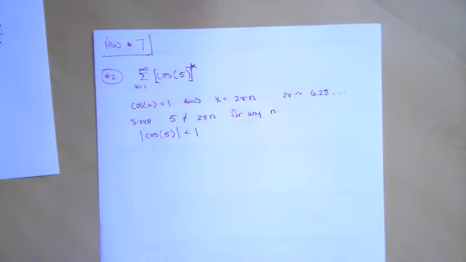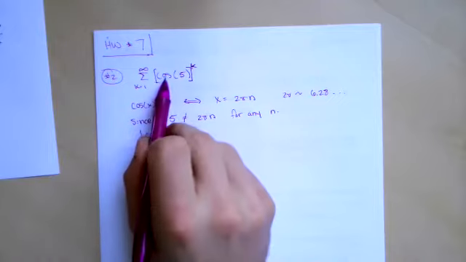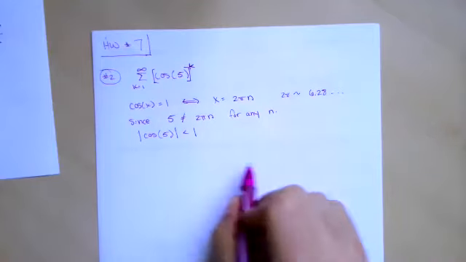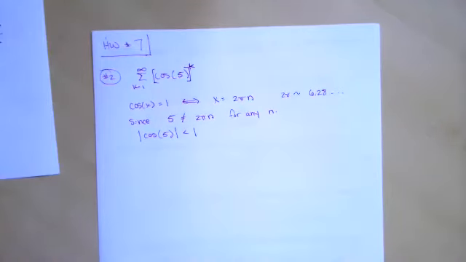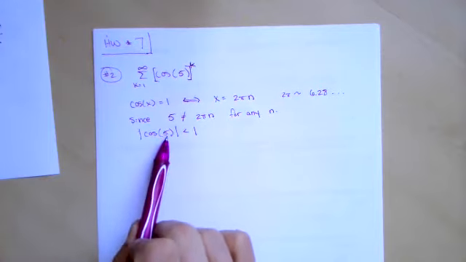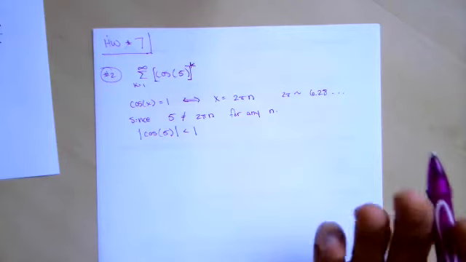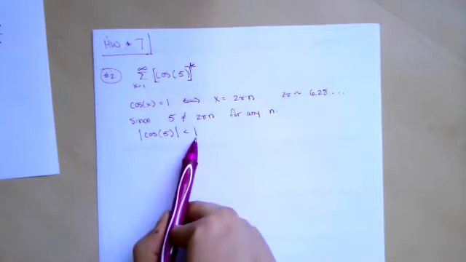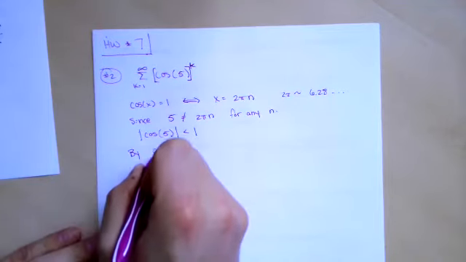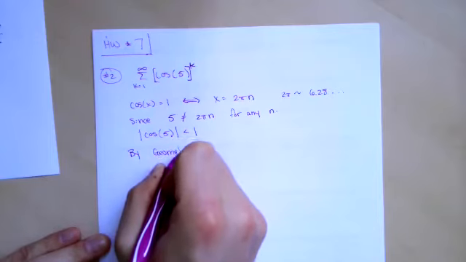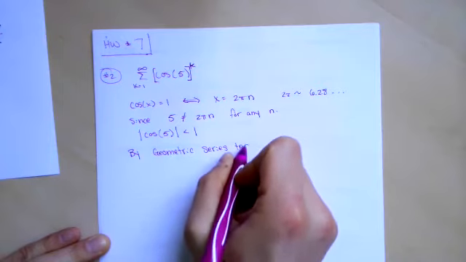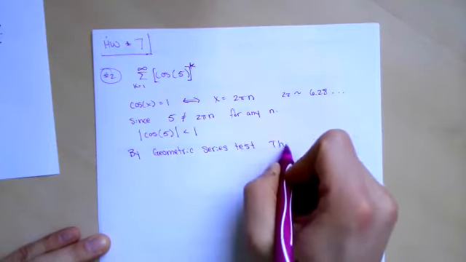Could be negative, but the whole point is cosine and sine, their range is between -1 and 1. 5 is a funky number because it doesn't work nicely with the unit circle, but we can at least argue that cosine of 5, whatever 5 radians is, is going to be some fraction less than 1. And so by the geometric series test, this converges.